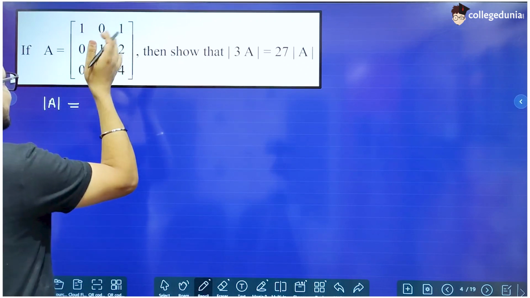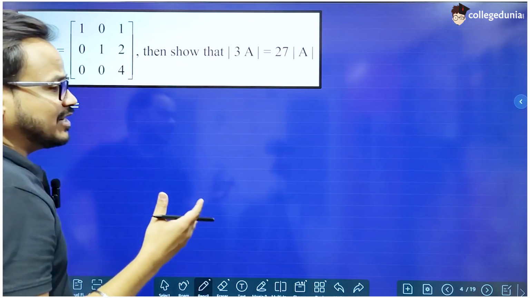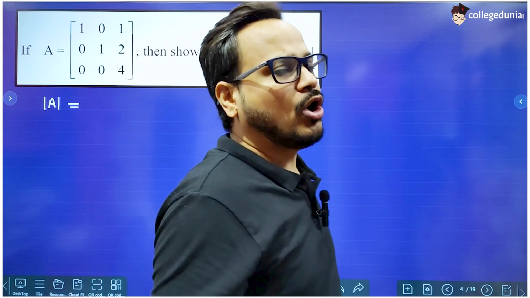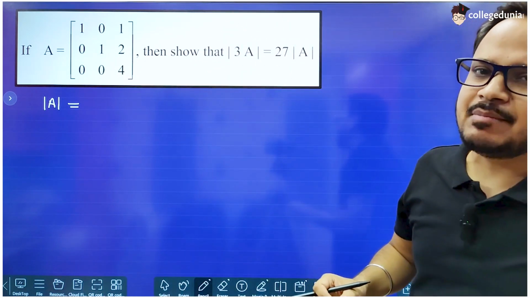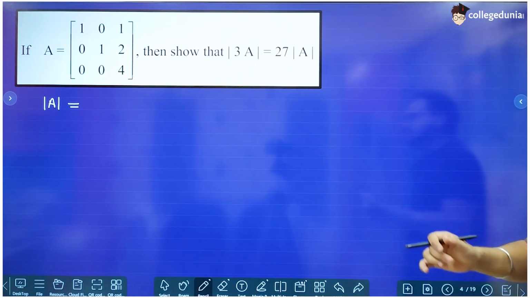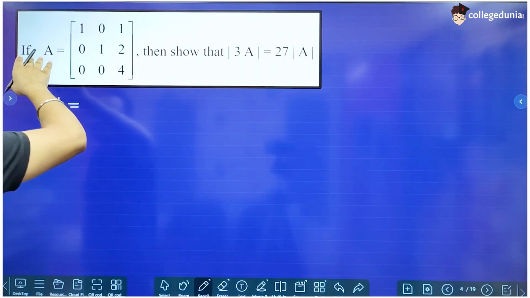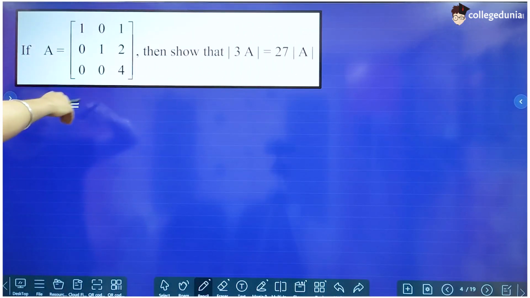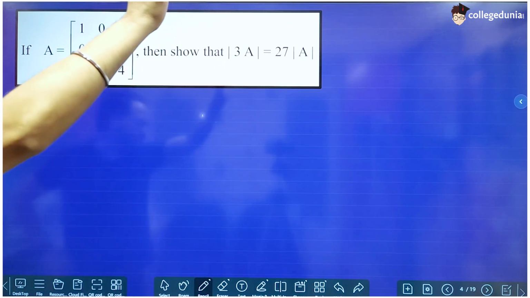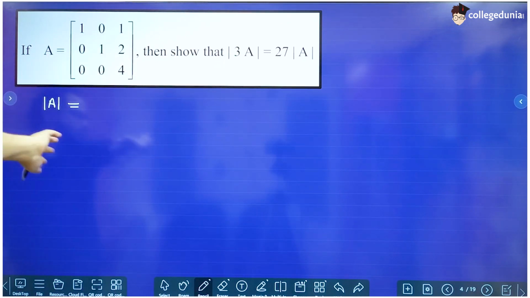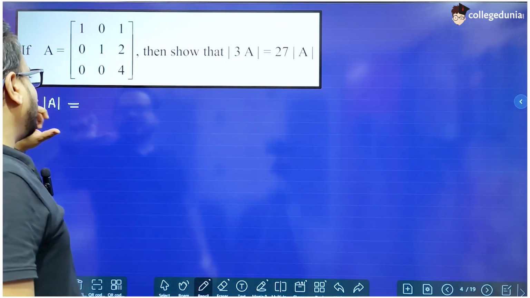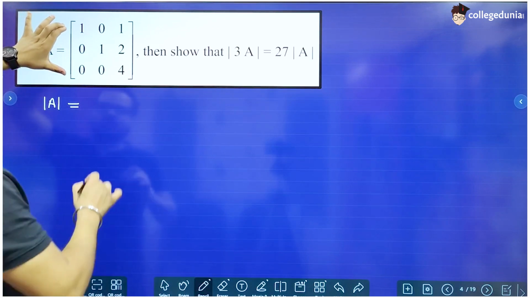So let's expand it along... Try to expand the determinant along that row or column in which there are maximum numbers of zeros, because the elements of that row or column are written outside. So if the element is 0, then the whole thing becomes 0, so we don't have to solve. So let's expand it along the first column.